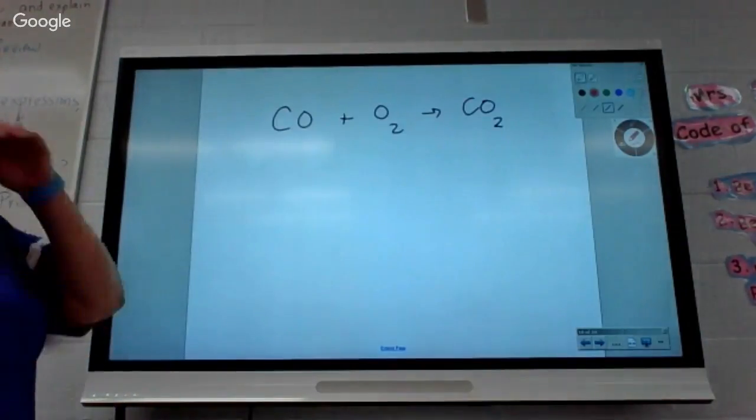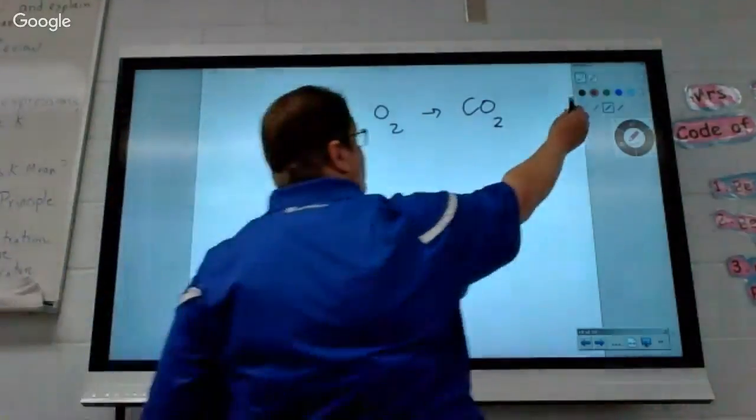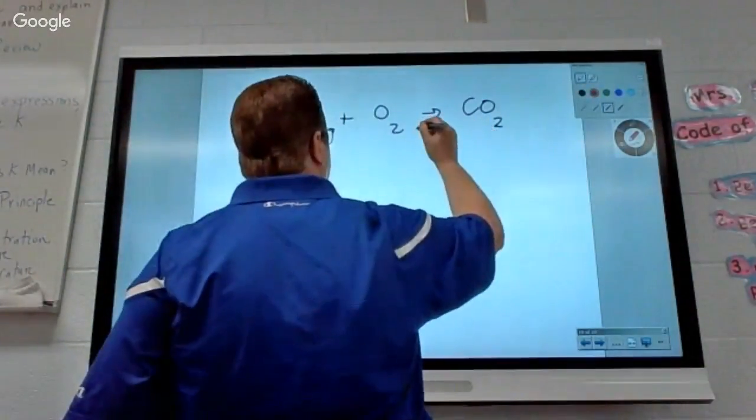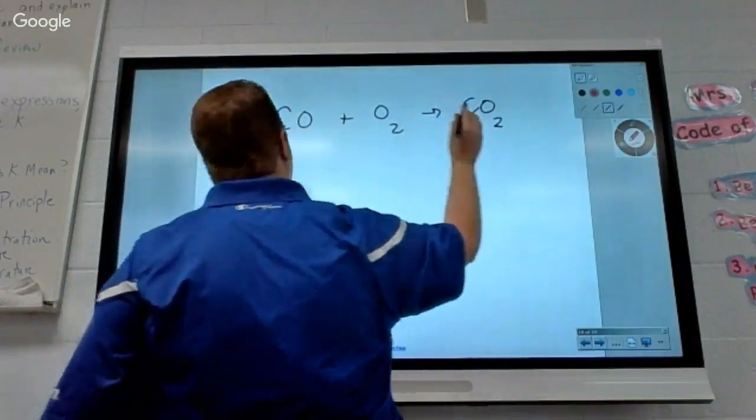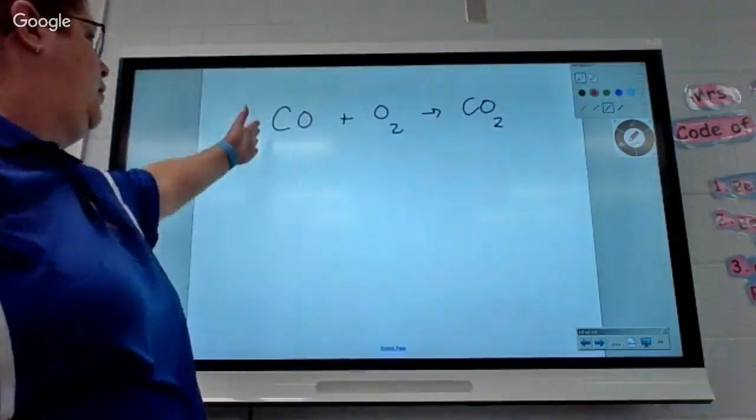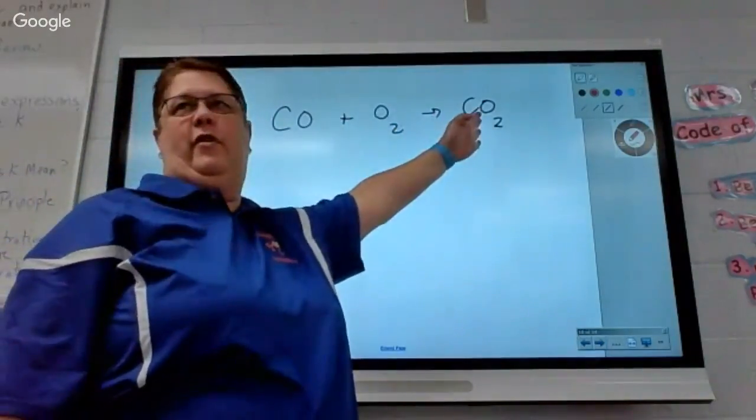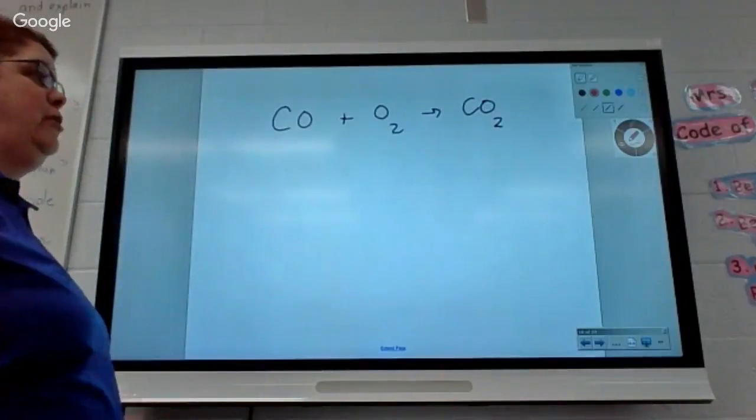So when you look at this, what do you notice about the C's? How many C's are on that side? How many are on this side? One. How many on that side? Just check. So no matter what you put on this side, you have to put in front of it on this side. So start with the lowest number you can go.